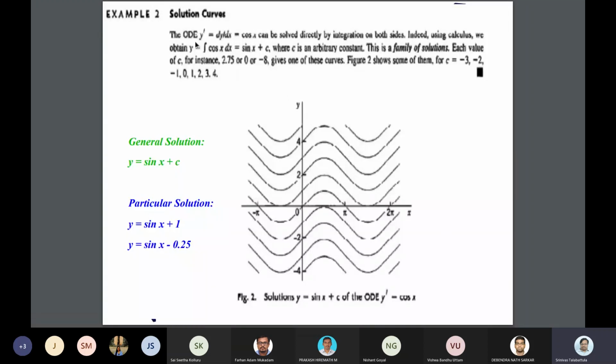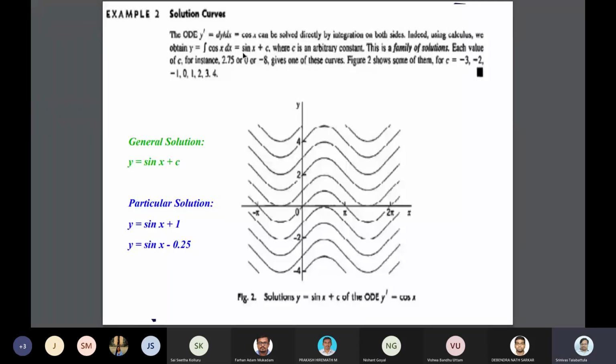Here an example is given. See, y dash equals cos x. You know what is the solution? Sin x plus some arbitrary constant. So it is a family of curves. As you know, finding the solution is also called integration. This is because if you have y dash equal to some function, y is given by the integral of that function. Okay, whether you can integrate or not is a different problem. So in this particular case, y dash equal to cos x. The integral of cos x is sin x. And you know that there are arbitrary constants that come into the picture.